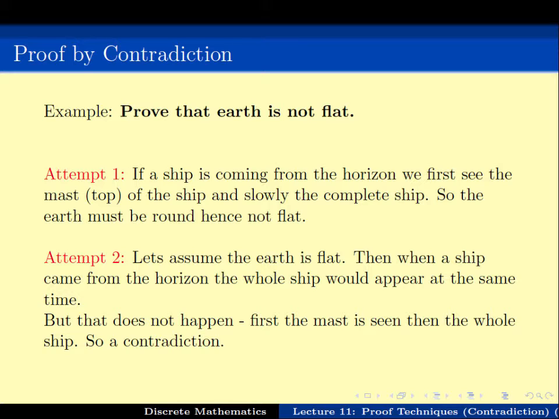Proof by contradiction just restates the problem in a different way, and in fact a proof by contradiction can very easily be converted into a direct proof. But sometimes getting a direct proof can be more complicated, and that is why we go through this thing called proof by contradiction.